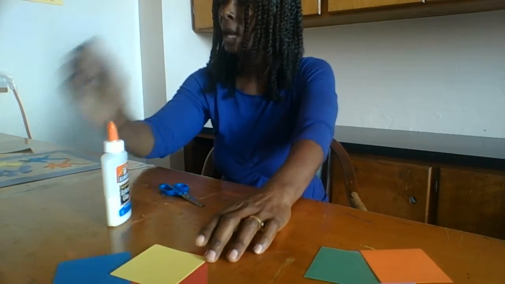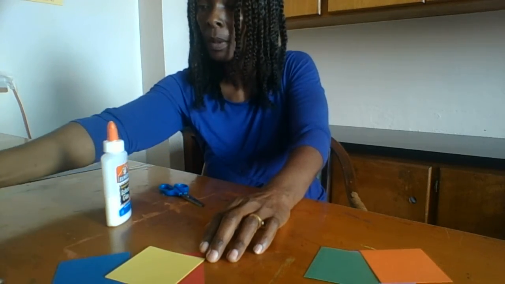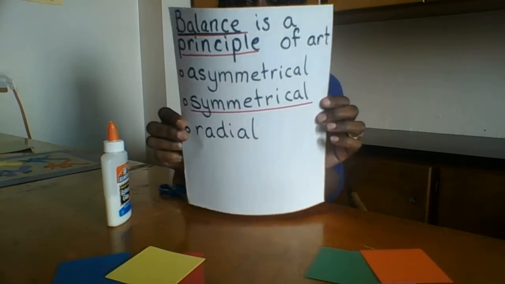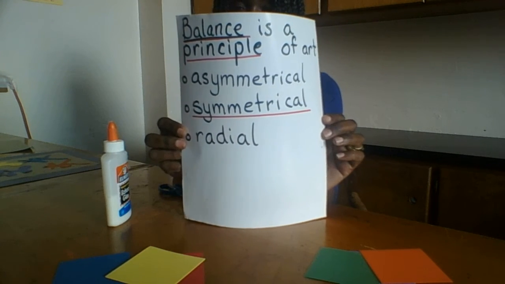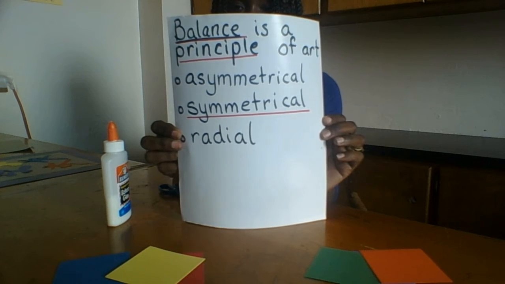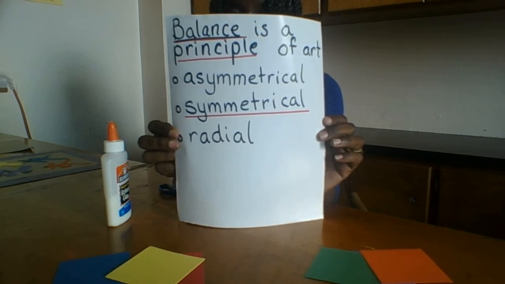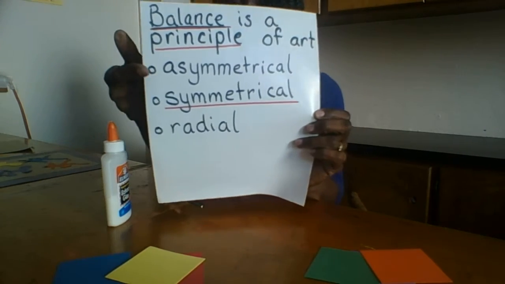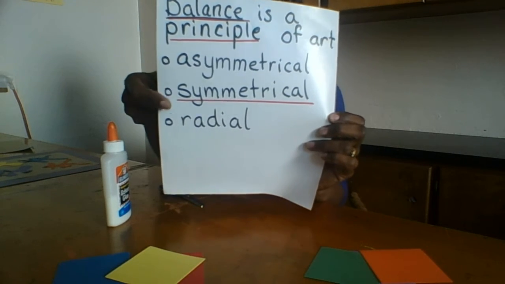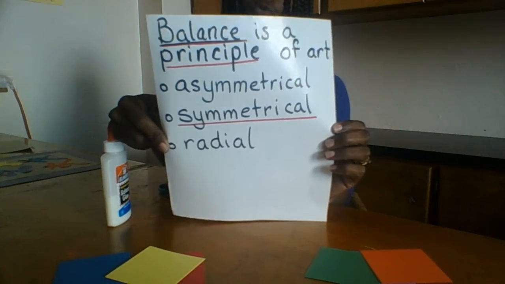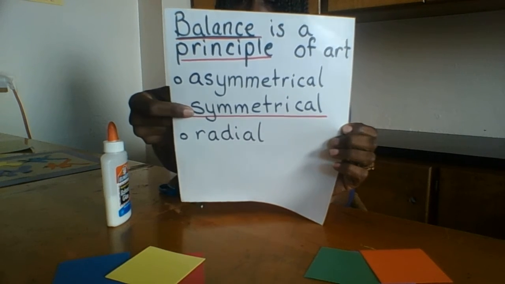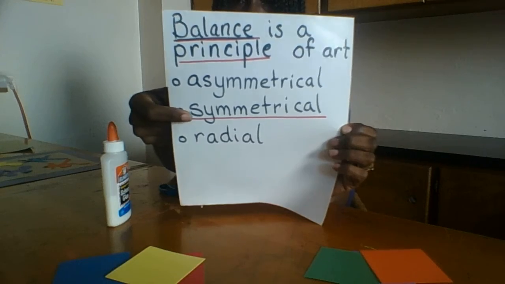Okay, the other thing we're going to be doing is looking at balance. Balance is a principle of art. We're going to be looking at symmetrical balance. There's also asymmetrical balance, and another kind of balance is radial balance, but today we are focusing on symmetrical balance.